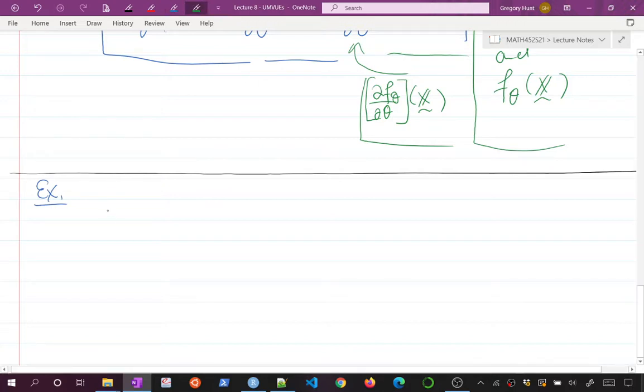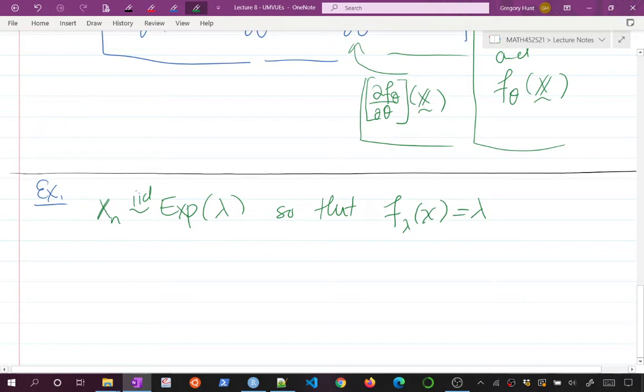So what's an easy example? Maybe a Poisson. So let's say I have data. No, that's even easier: exponential. Let's go with an exponential distribution. Okay? And so it has some parameter lambda, and f lambda of x is lambda e to the negative lambda x.